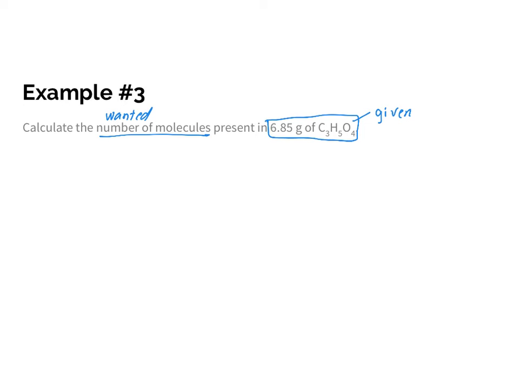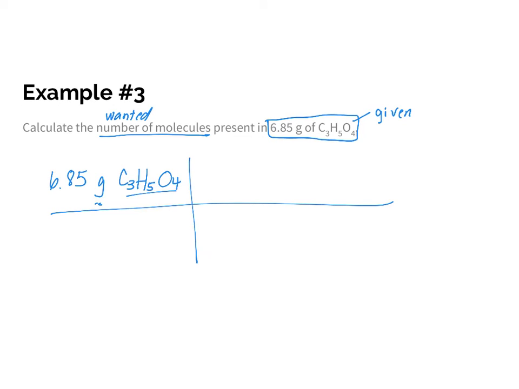Once again, we're always going to stick our given up in the left-hand corner. So 6.85 grams C3H5O4. Notice how I put my unit and my label here. Here's the tricky part. I have grams, and I only have two options to use for my conversions. I have, remember, the counting mole conversion or the measuring mole conversion.